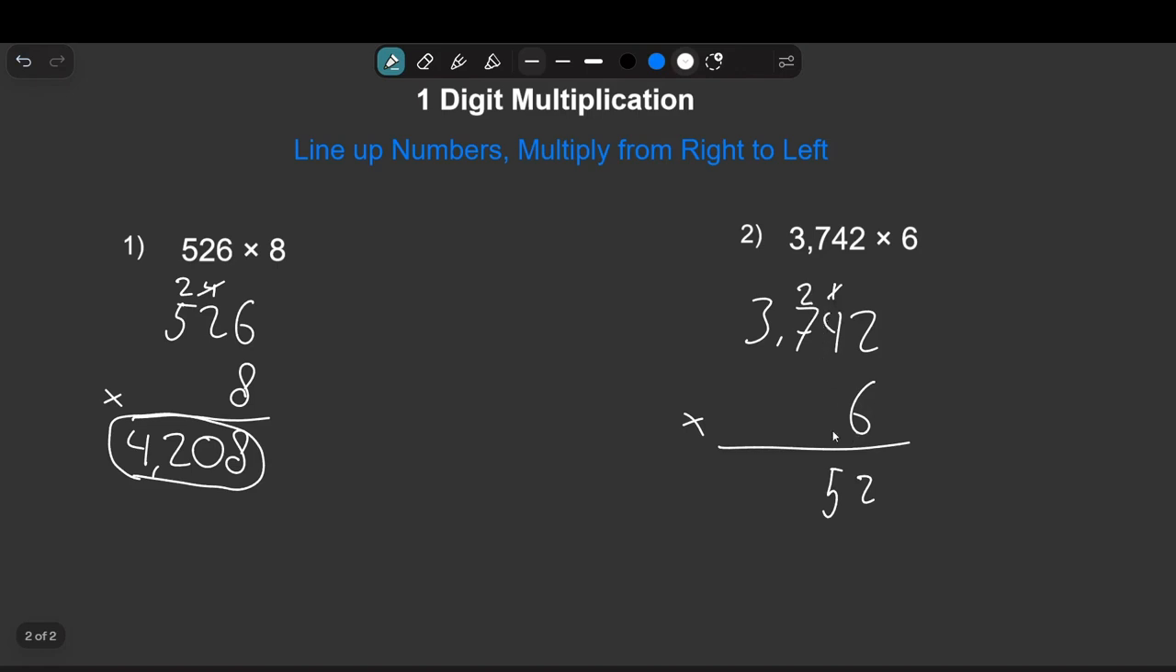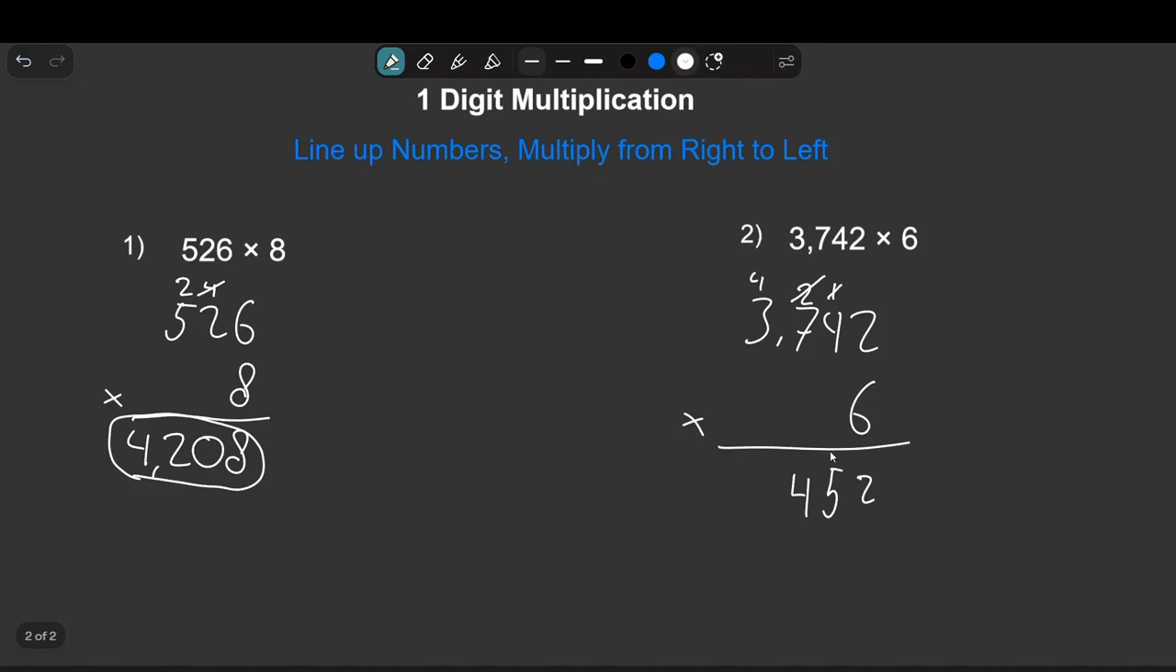Now we have 6 times 7. 6 times 7 equals 42. 42, add the 2 we took over here, is 44. So we write the 4 down here, and we take the next 4 right there. We cross the 2 off so we don't get confused by it.